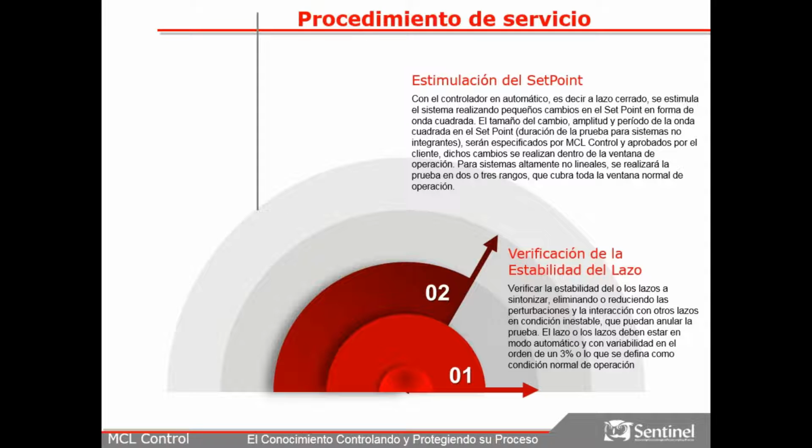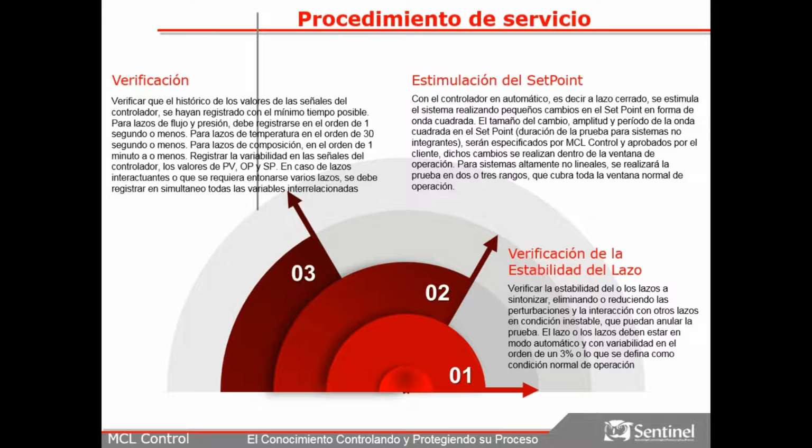For highly nonlinear systems, the test will be applied in 2 or 3 ranges until the whole normal operating window is covered. Step 3. Check that the values of the controller's signals were recorded in the minimum time period possible. The pressure and flow loop controllers must be recorded in intervals of 1 second or less. The temperature loop controllers must be recorded in intervals of 30 seconds or less. The structure loop controllers must be recorded in intervals of 60 seconds or less.